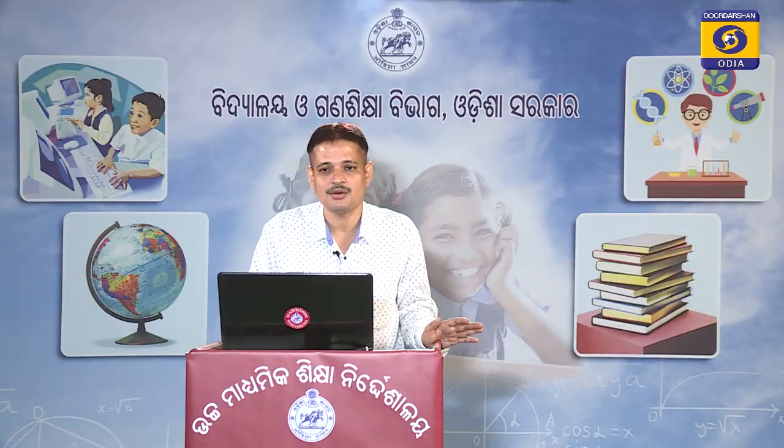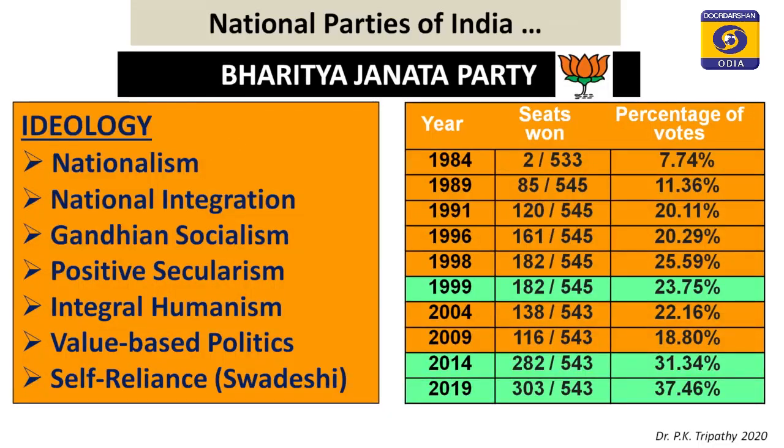And another ideology of the BJP is that it believes in value-based politics, mulyabodha vittika rajniti. So the BJP says that we are doing politics not for personal benefit or material benefit, but for the interest of the society, for the interest of the country.